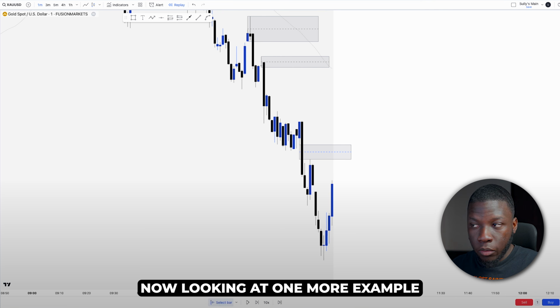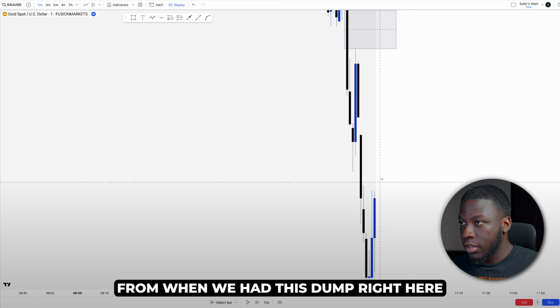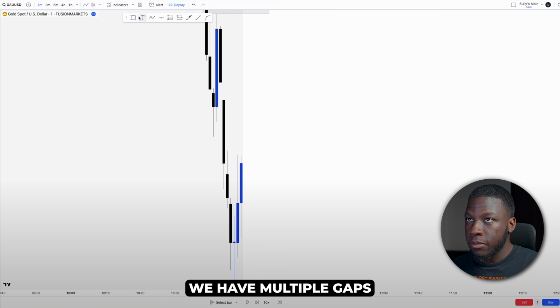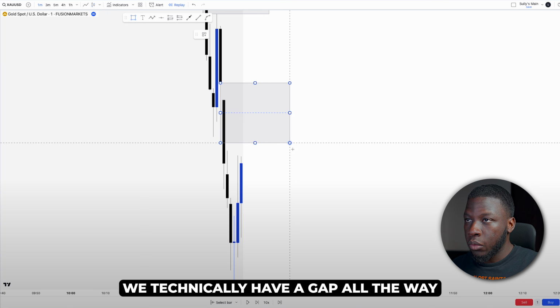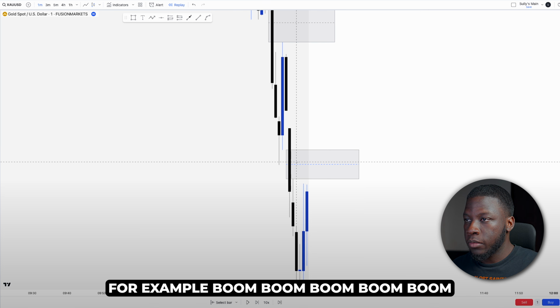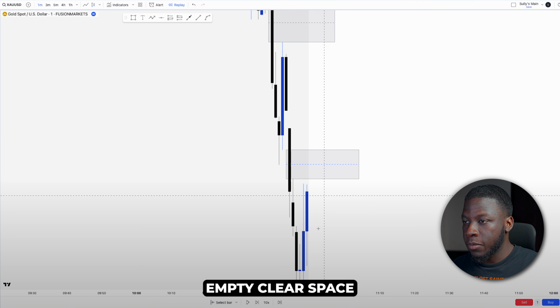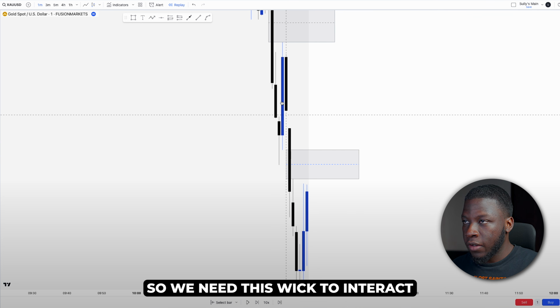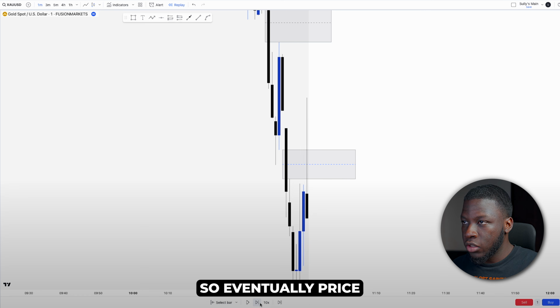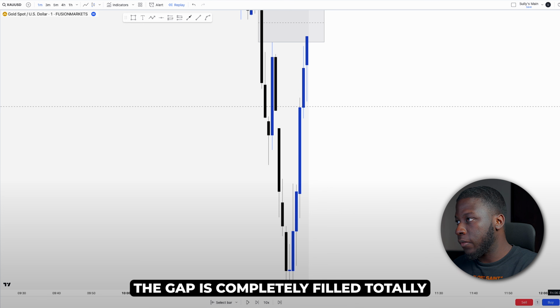Now, looking at one more example, from when we had this dump right here, we have multiple gaps. In fact, we technically have a gap all the way like this. We have a gap right here, for example. Boom, boom, boom, boom, boom. You can see right here, there's nothing to the left, nothing to the right, empty, clear space. So we need this wick to interact with the ones to the left. Eventually price does fill that gap. And now we can say the gap is completely filled.